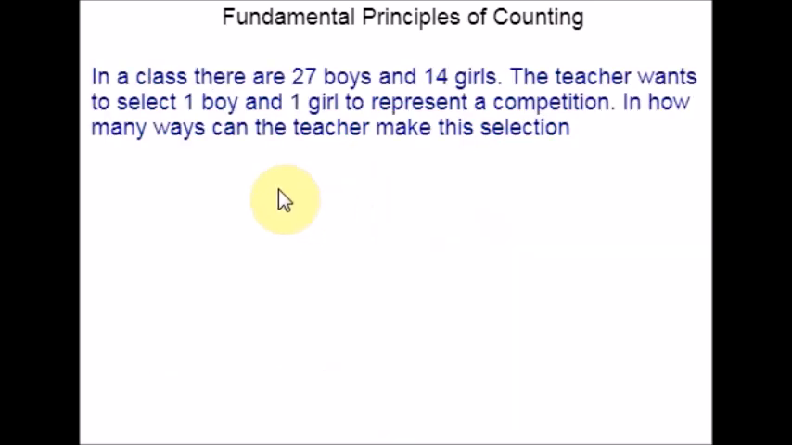Here is the next example. In a class, there are 27 boys and 14 girls. The teacher wants to select one boy and one girl to represent a competition. In how many ways can the teacher make this selection?